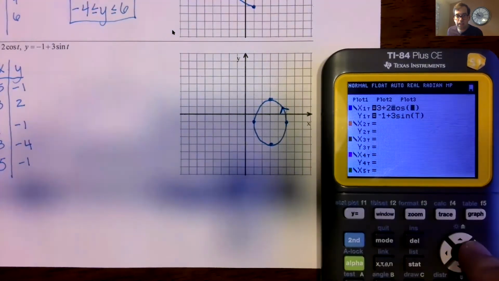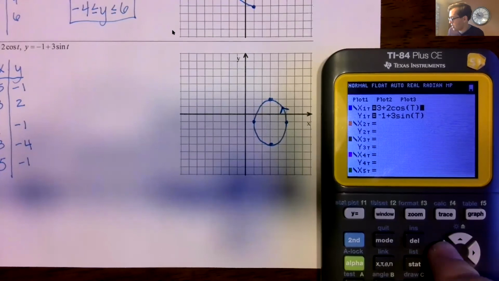To enter the t, you just have to press the button that we usually press for x right here next to alpha. If you look at the bottom of the screen where my finger is, that button always says x, comma t, comma theta, comma n. This is the mode where it means t. So you can just press that button and it makes a t form instead of an x.